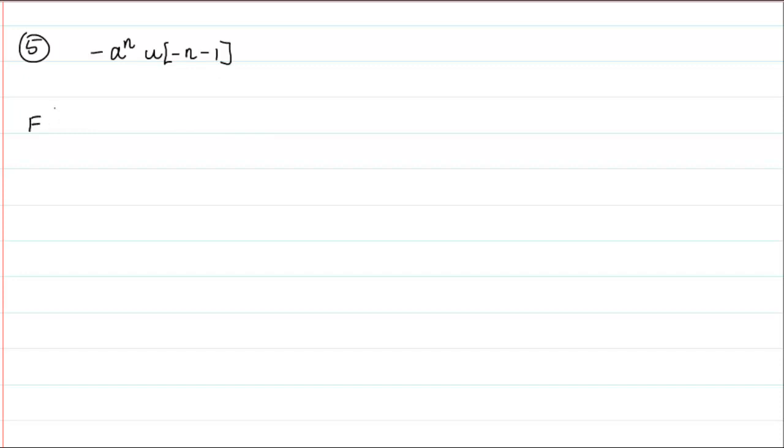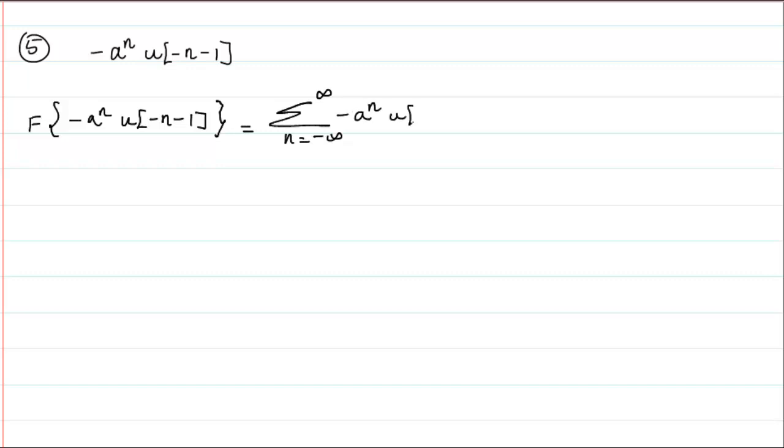Now the Fourier transform equation we all know. For minus a raised to power n u of minus n minus 1, it will be given by the summation n is equal to minus infinity to infinity of minus a raised to power n u of minus n minus 1 e raised to power minus j omega n. Since this exists only for minus infinity to minus 1, I can rewrite the summation limit: summation n is equal to minus infinity to minus 1 of minus a raised to power n, u of minus n minus 1 is equal to 1, e raised to power minus j omega n.